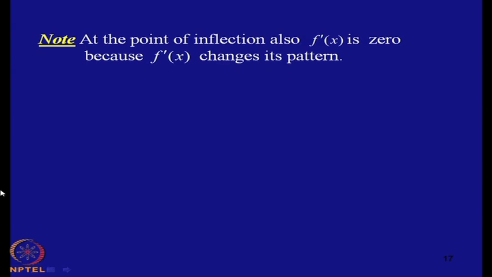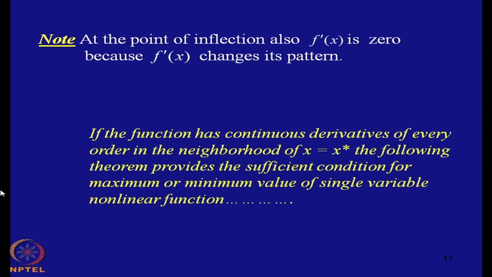Now, a similar thing will happen at the point of inflection as well. This is also equal to 0, since the function is changing its pattern, going from concavity to convexity or convexity to concavity. At the point of inflection it is changing its sign, that is why f'(x) is 0 at that point. And this is only the necessary condition for finding out the optimal point.